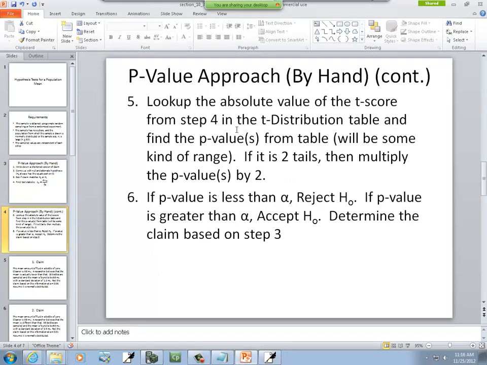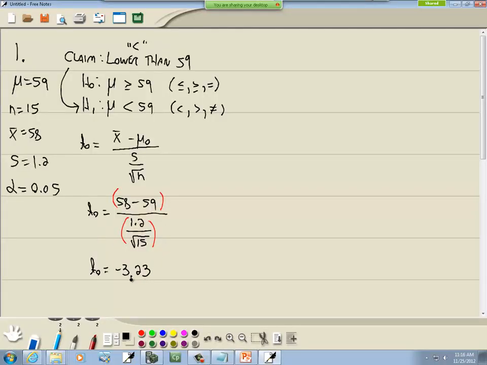Now I say look up the absolute value of the t-score from step 4 in the t-distribution table. So we're not going to look up negative 3.23, we're going to look up 3.23 with the t-distribution table. We need degrees of freedom. Degrees of freedom is 1 less than n, so degrees of freedom will be 14. Again, remember your degrees of freedom is n minus 1, so 15 minus 1 or 14. Well, let's go look that up.